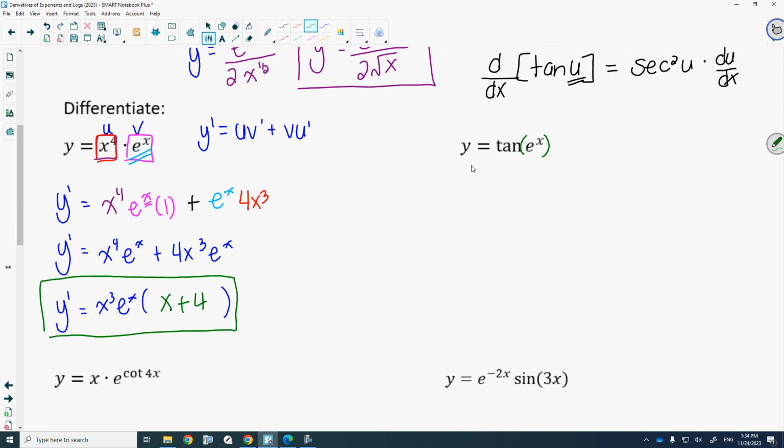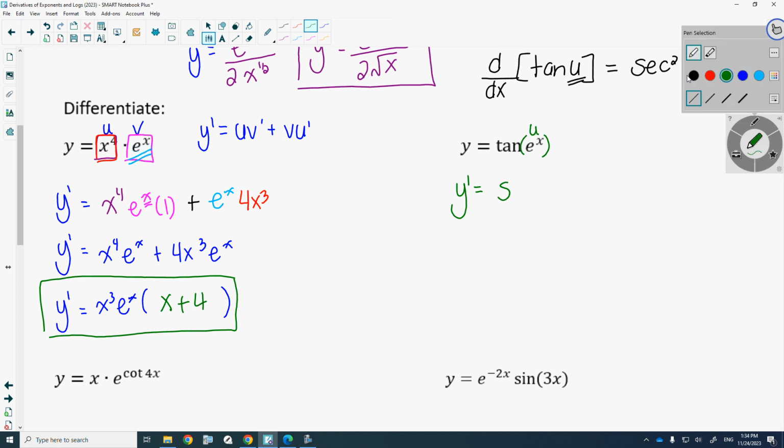So this one here, differentiate tan of e to the x. Y prime is equal to. So the derivative of tan is secant squared u. And remember, u is e to the x. So secant squared e to the x. And then I need to differentiate u. So the derivative of e to the x is e to the x. And then from here, the derivative of x is 1. Y prime is equal to, I'm just going to write that e to the x in front, secant squared e to the x.